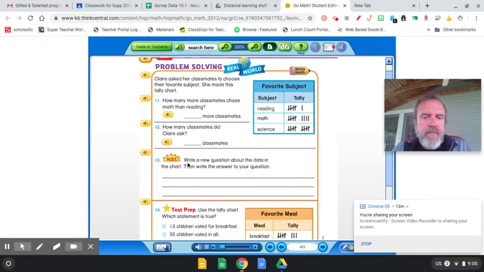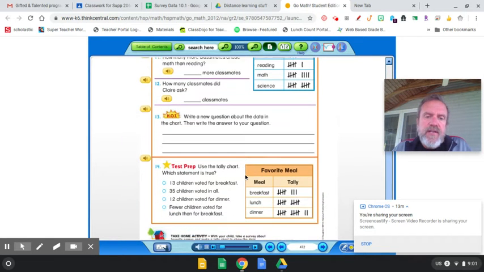Now, here's a hard one. Write a new question about the data in the chart, then write and answer your own question. So look at this. This one said how many more chose math and reading. You can't make that question. This one says how many did she ask, so you can't use that question. What other question could we ask about this? Could it be a how many chose? How many chose this and this? So you come up with your own question and answer it.